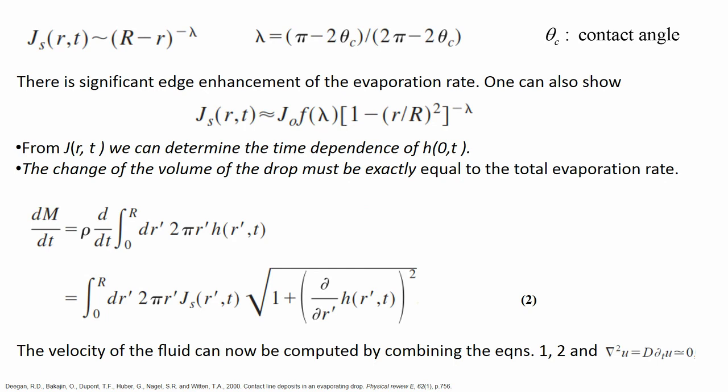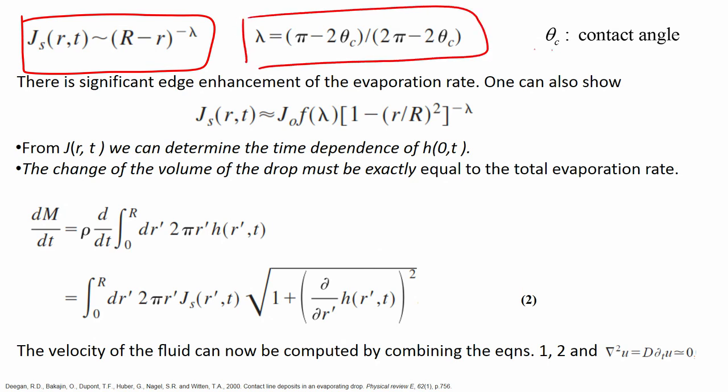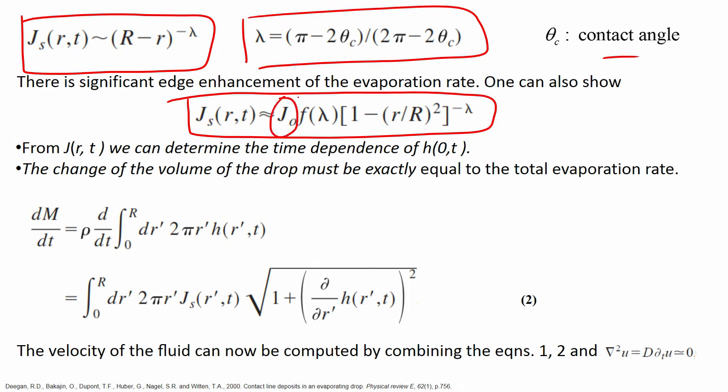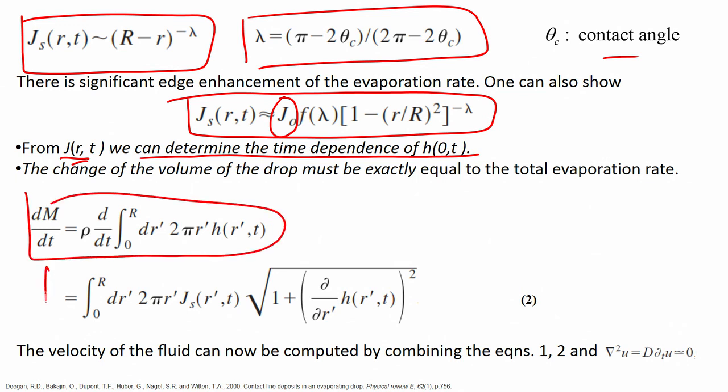Now what you get are the solutions for Js, which vary like this. Once again it kicks up, as you can see, when small r becomes equal to capital R, you get a discontinuity, and this is your lambda. Lambda is given in terms of the contact angle. You can cast J in terms of the evaporation rate. So, J from the surface is given as J naught multiplied by this factor, where J, R and T can be determined from the time dependence of H. The change of droplet volume you can cast in an equation like this.